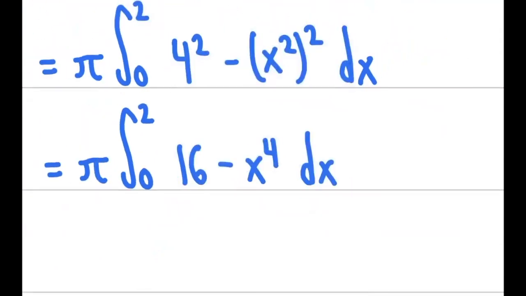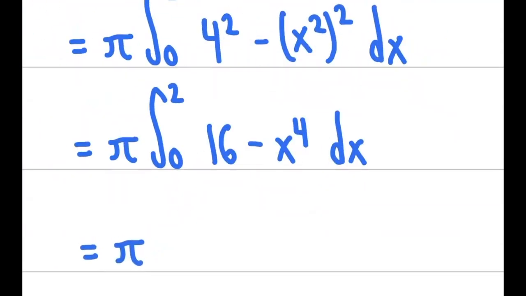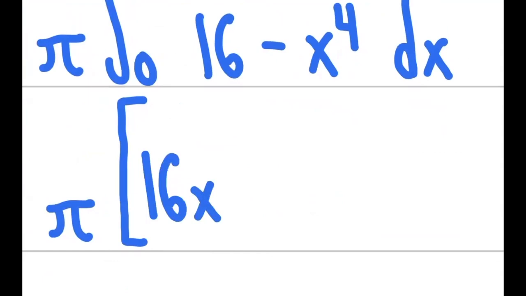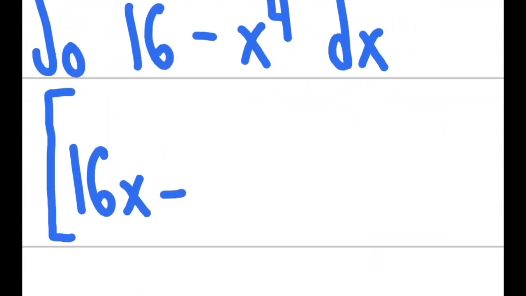So what's the integral of 16? It is 16 times x. There you go. Good job. Yeah, 16 times x. And then for x to the power 4, what do you get for the reverse power rule?